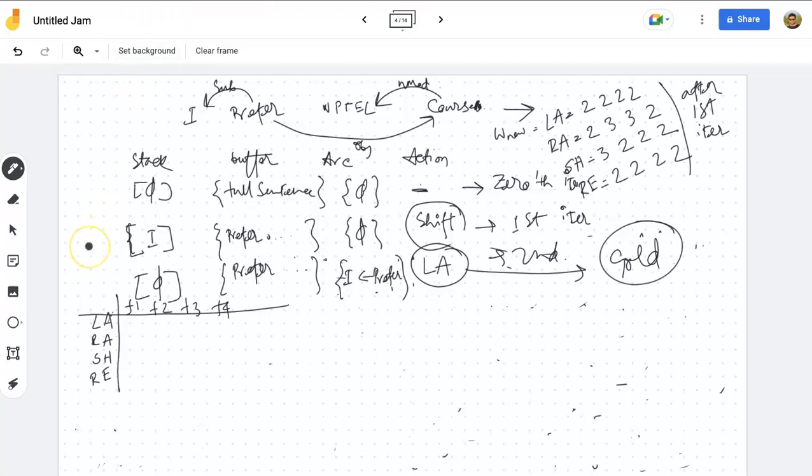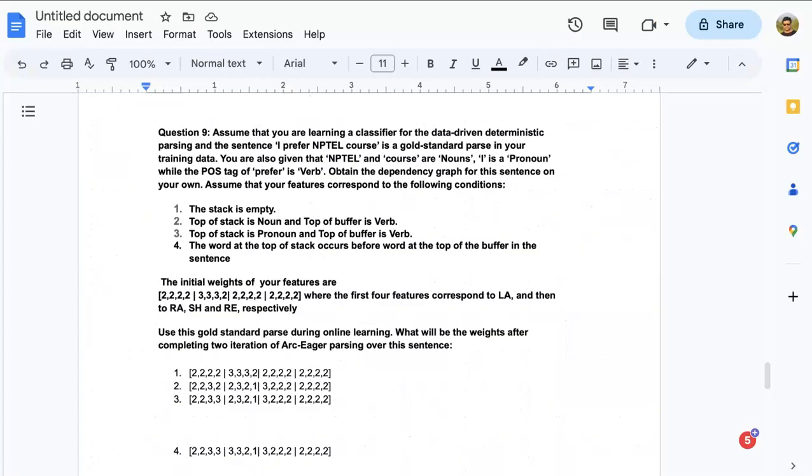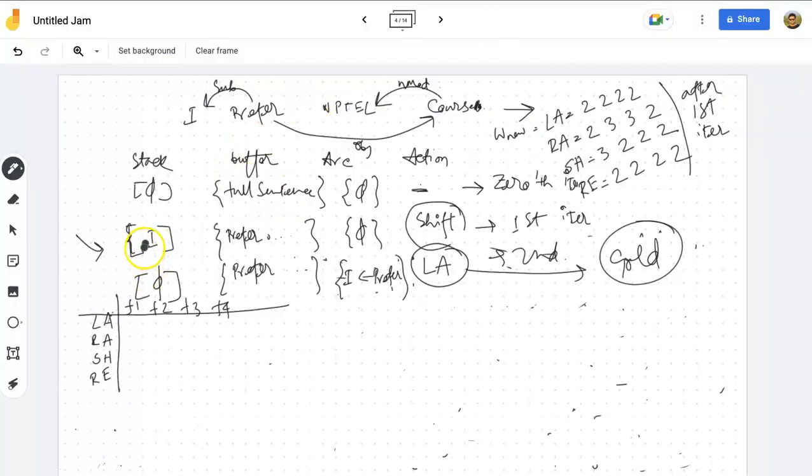So now we are here. When we are calculating the second iteration, after taking the inputs of the first iteration, this is our input here. So we need to calculate the features from here only. Now if you see the features, top of the stack is not empty because top of the stack contains I. So for all these features, F1 will be 0.